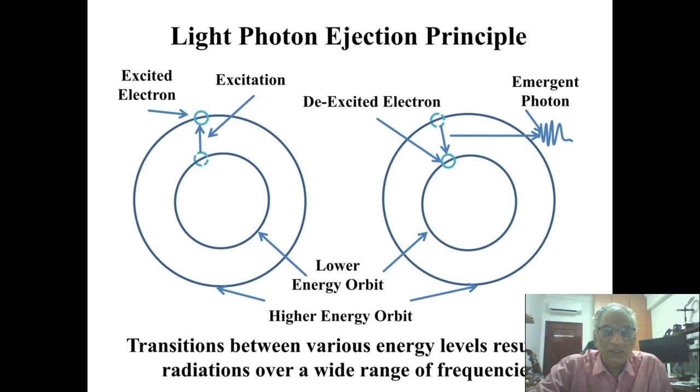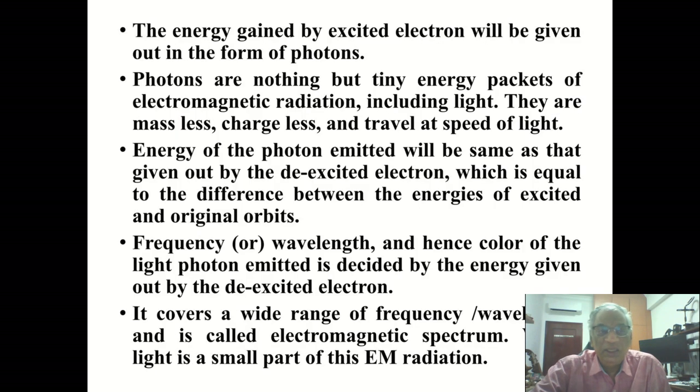Transition between various energy levels results in radiations over a wide range of frequencies. The additional energy will be given out by the excited electron in the form of photons. Photons are nothing but tiny energy packets of electromagnetic radiation, including light. They are massless, chargeless and travel with the speed of light. The energy of the photon emitted will be the same as that given out by the de-excited electron.